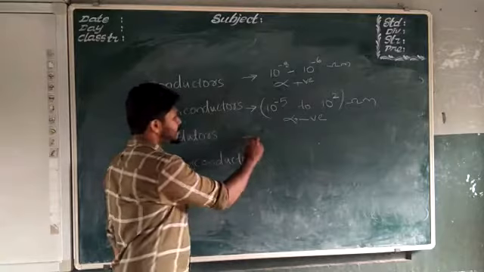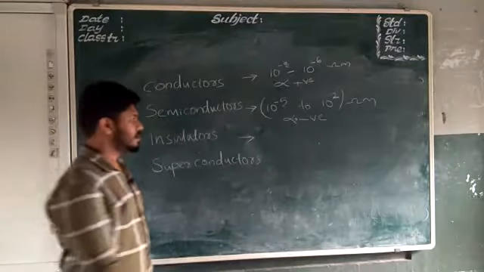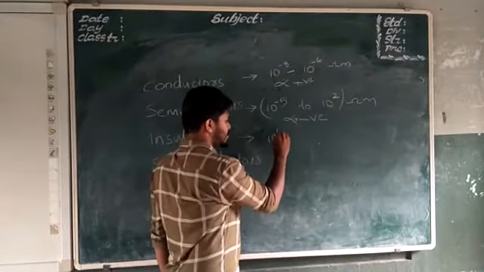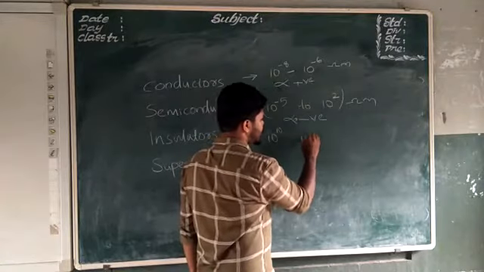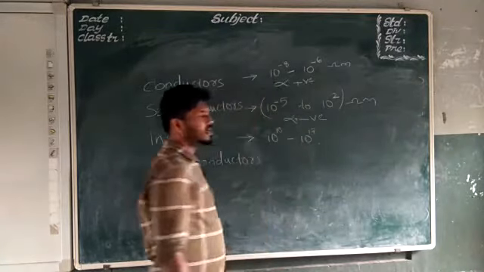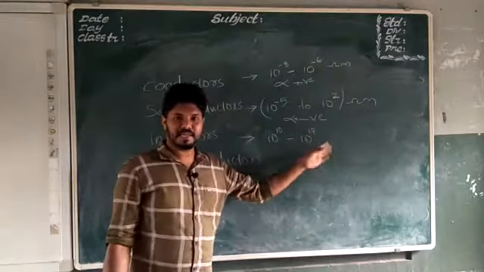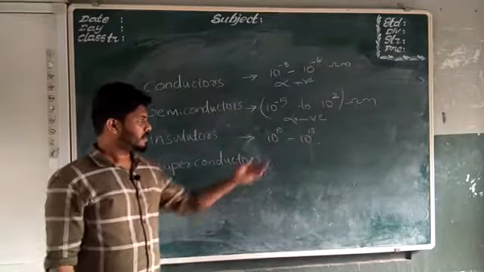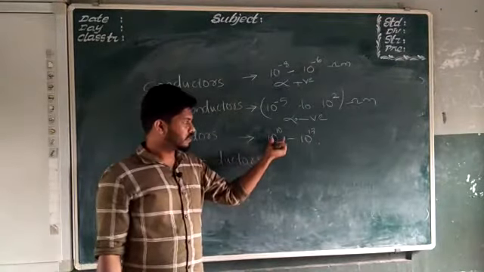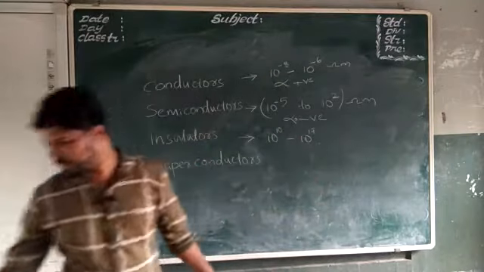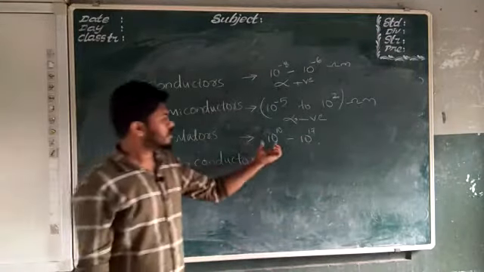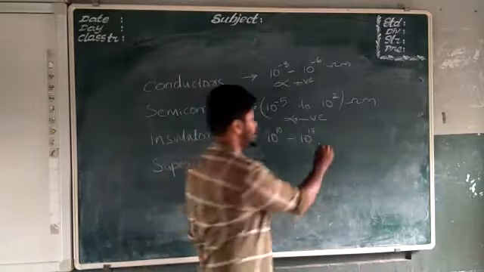And the next one, insulators. Their resistivity range is in between 10 raised to 10 and 10 raised to 17, and it may go up to 10 raised to 18. So just remember this range, 10 raised to 10 to 10 raised to 17 ohm meter.